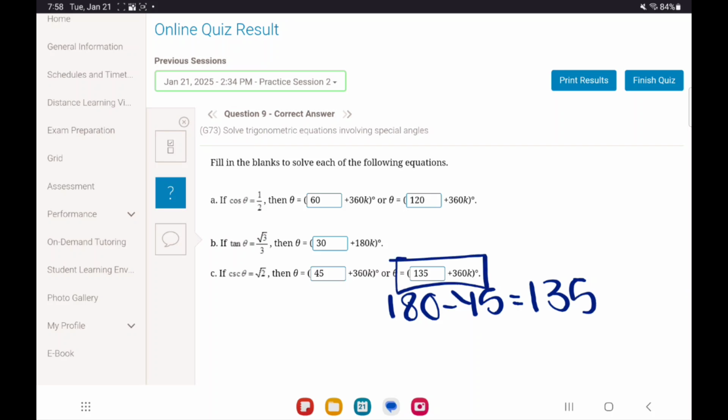You have to remember that sine rotates every 180 and cosine rotates every 360, okay? And that's why this answer is wrong. They're trying to confuse you, I guess, or they just got confused themselves and did 180 for the cosine. That's no. Cosine is 360, okay?